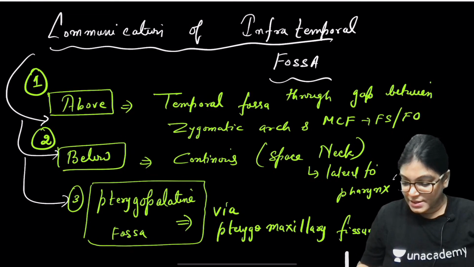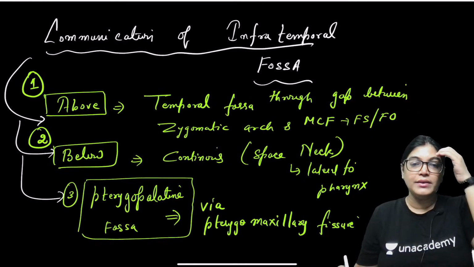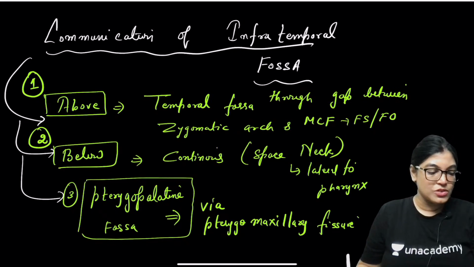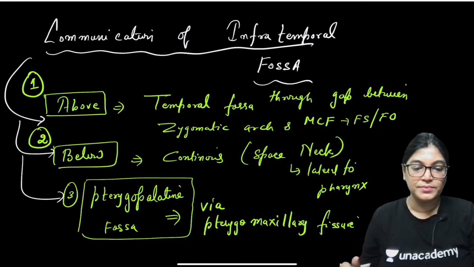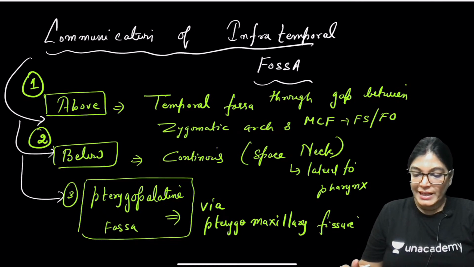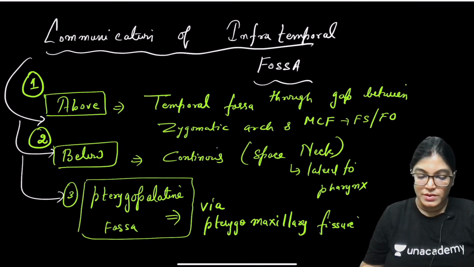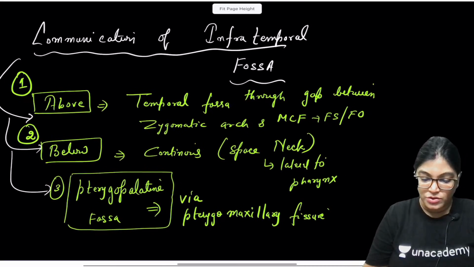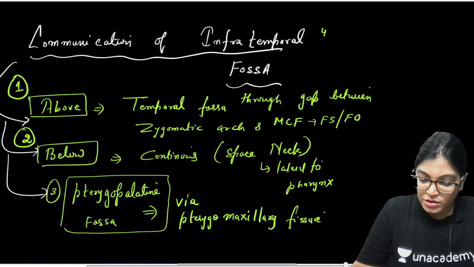Via pterygomaxillary fissure. Got it, everyone? The communication is via pterygomaxillary fissure. One more communication is very important, which I don't want to miss out. So I would like to accommodate it here itself. Write down the fourth communication.